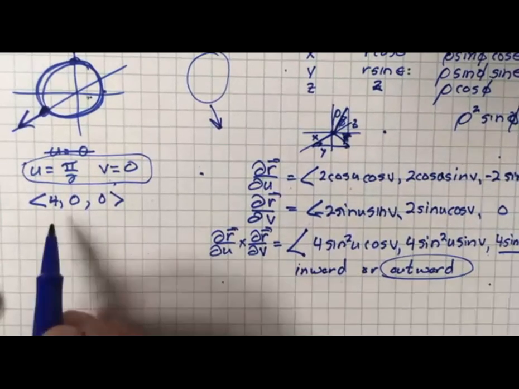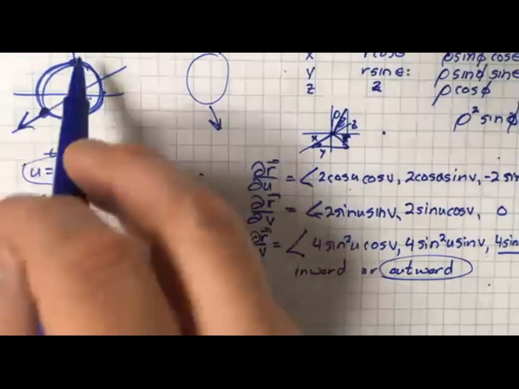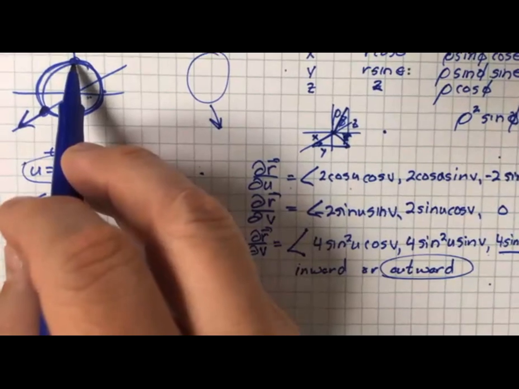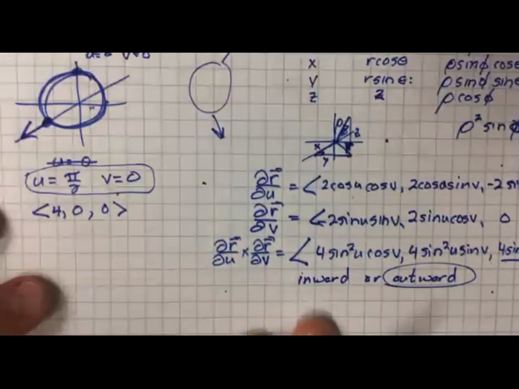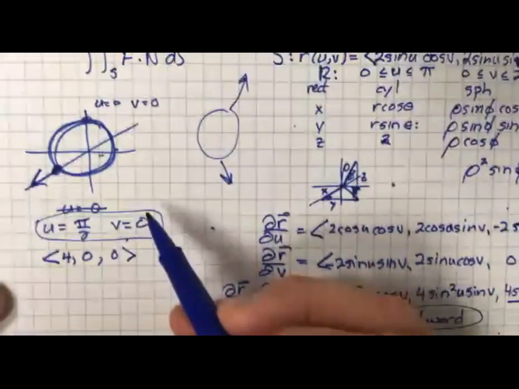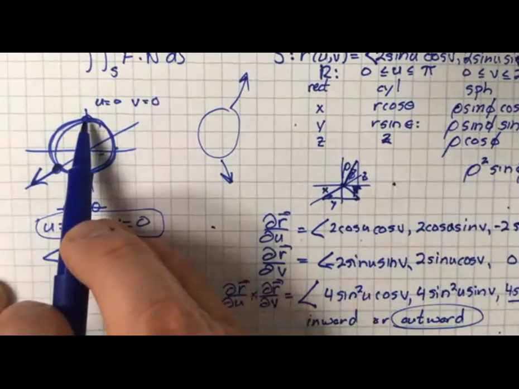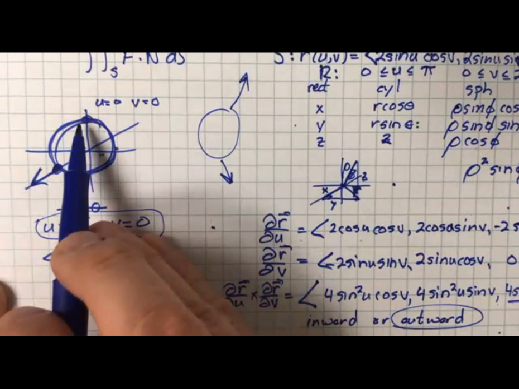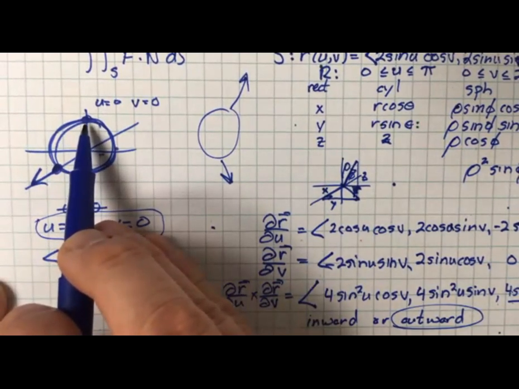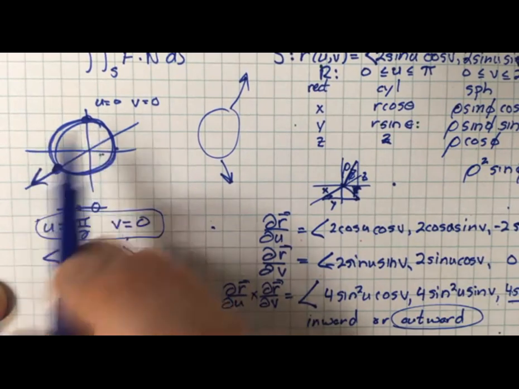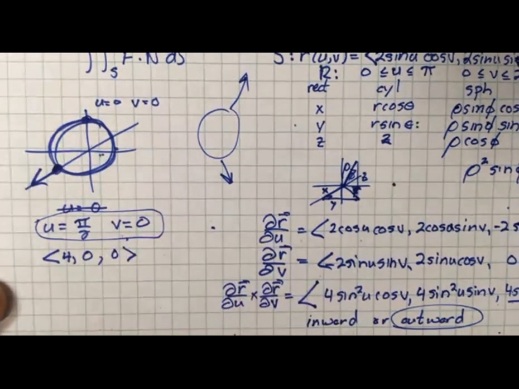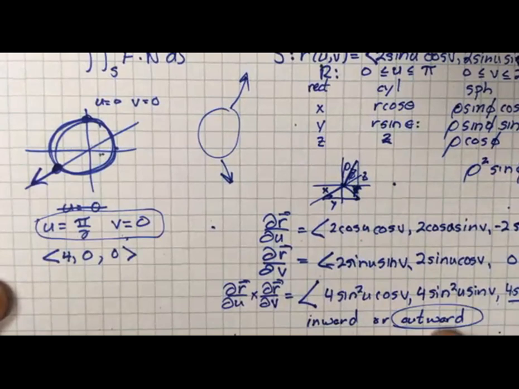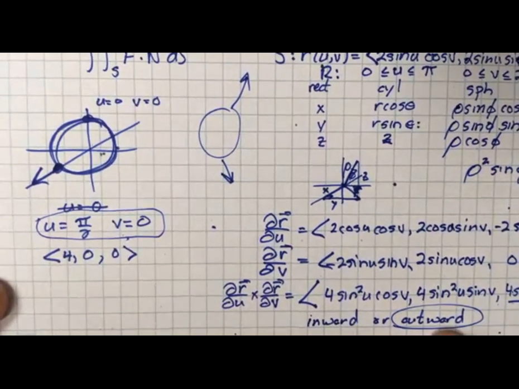So this parameterization is outward normals. But the normals have different magnitudes. Here the normal magnitude is 4. Here the normal magnitude is 0. Now that might bother you for a second, but I'll let you think about that. If my normal right there is zero, then I'll be dotting F dot zero. I will measure no contribution through the North Pole. I'll let you think about what that means, but I'm confident I'm talking about outward normal here.